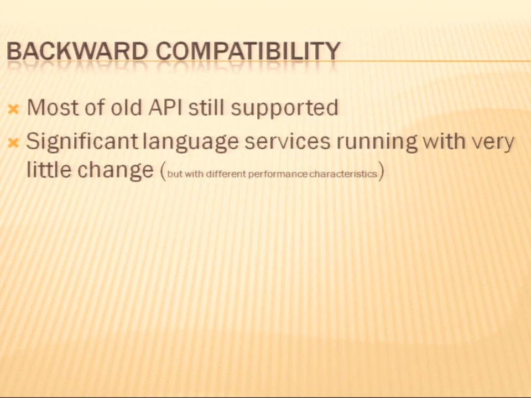We do implement the old VSIP API, almost all of it. We have very significant language services running with very little change. The performance characteristics are actually somewhat different in this world because they're now dealing with interop where they weren't before, or they're suffering from some of the semantic gap that we had to fill in. But any questions?